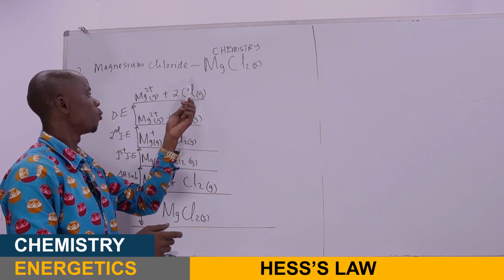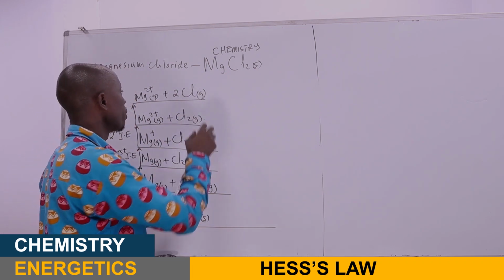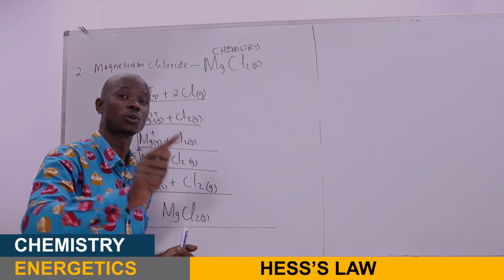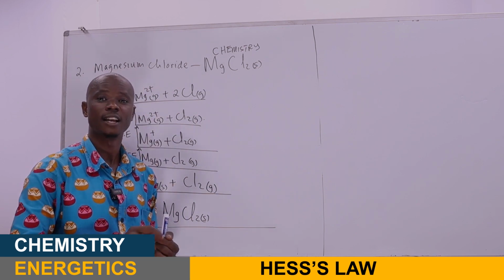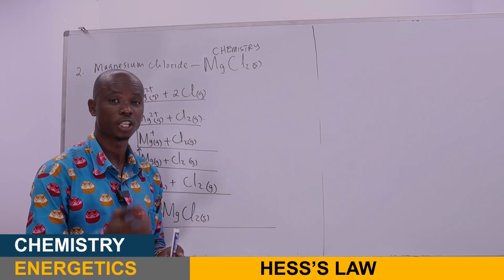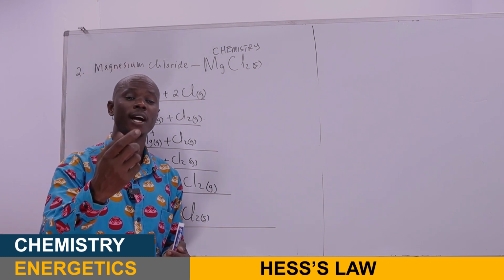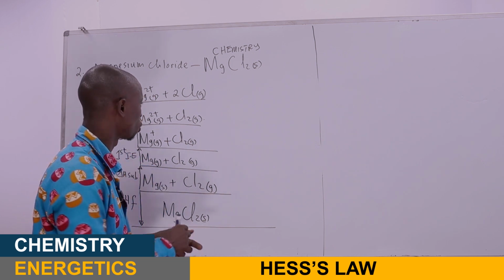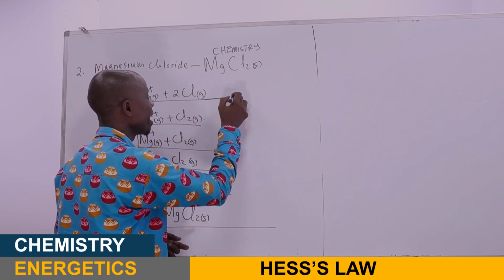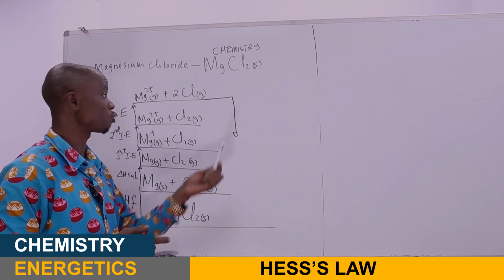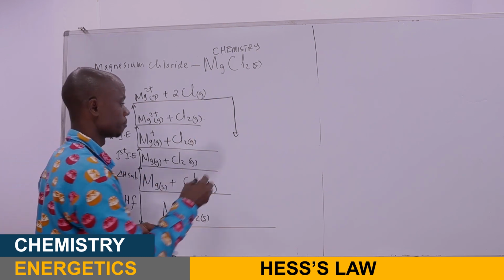Now, from there, we have atomized the chlorine atoms. Now we have to form an ion. This chlorine atom, because it is a nonmetal, gains electrons. But how many electrons can be gained by a chlorine atom? It is only 1, for it to acquire the stable noble gas configuration. So gaining 1 electron is purely an exothermic process. That's why the arrow points downward.